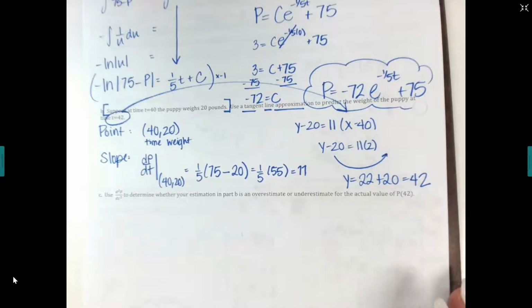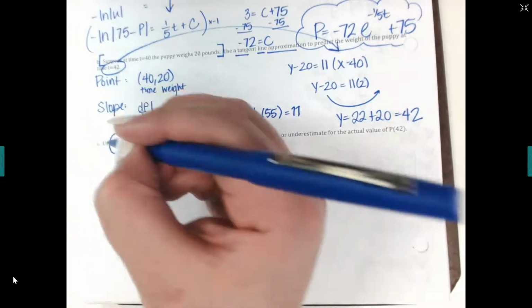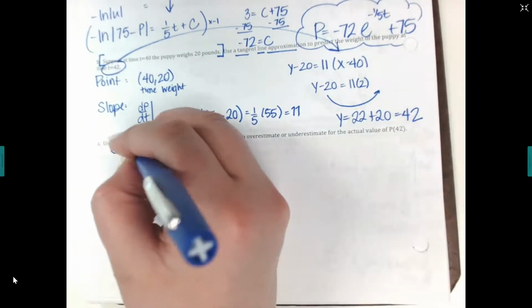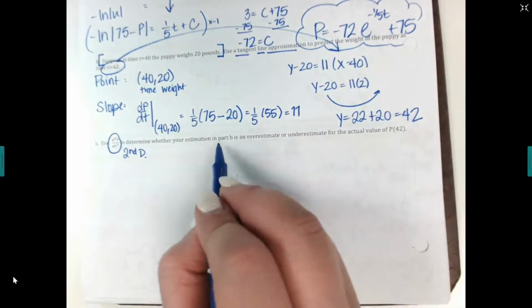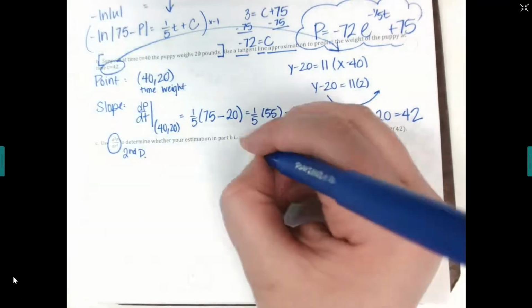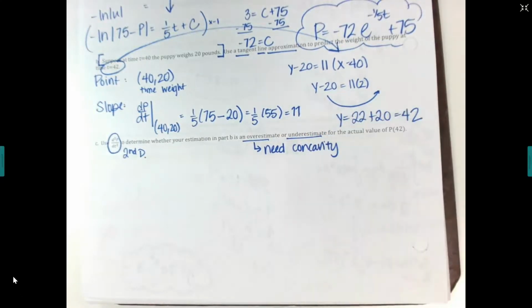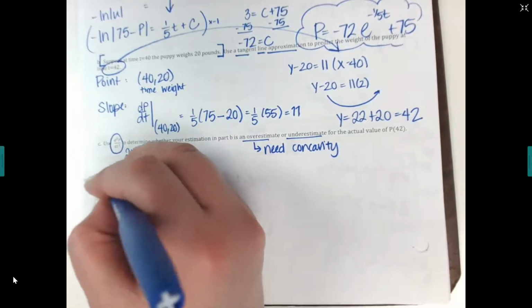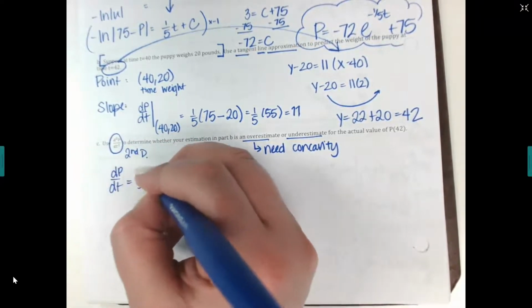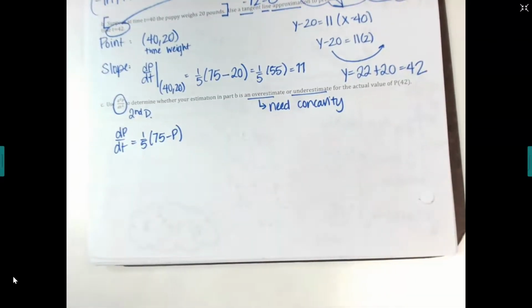Okay? All right, last question. Use d squared p dt squared. What does that mean? Second derivative. Okay, second derivative, to determine whether your estimate, your tangent line, is an over or an underestimate. Remember, that's concavity. We need concavity. So, dp dt, I'm going to rewrite it here, was a fifth 75 minus p. If I take the derivative of that, what rule do I need? Product rule. But if I can avoid it, I should. How can I make that not a product anymore?